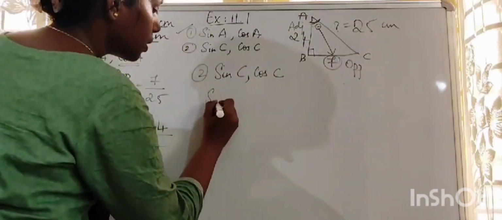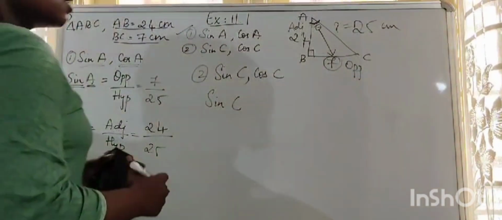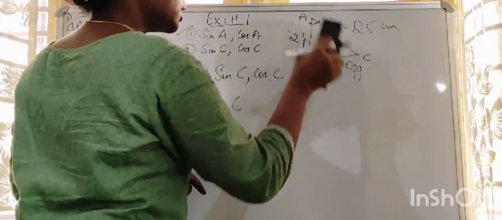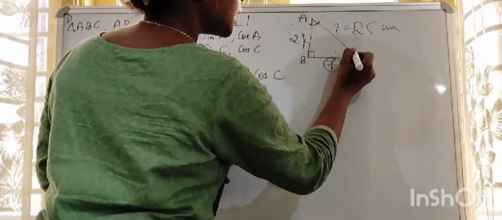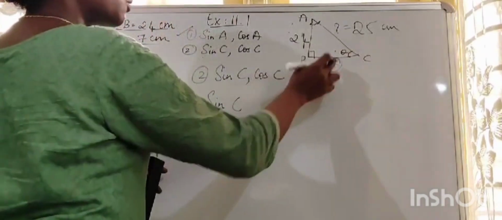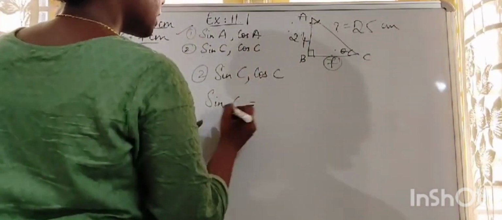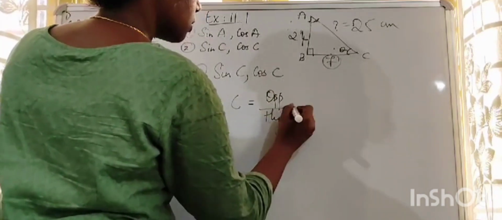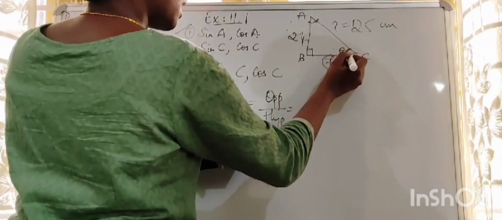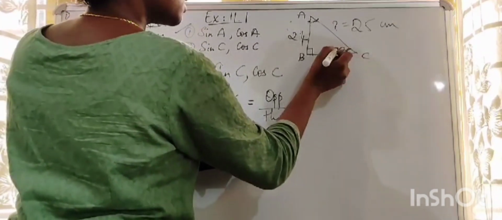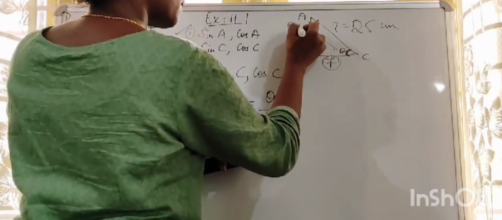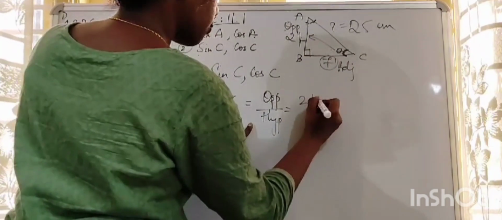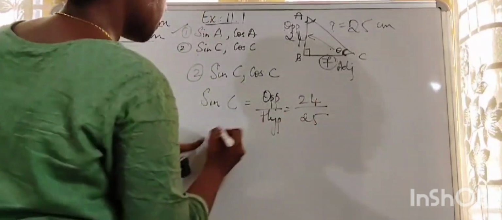Now let us find out sin C. So now for the same triangle, only the theta will change. Here the theta will be for C. The values remain always same. Sine ratio is opposite by hypotenuse. For this theta, where it is arranged at C, this will be opposite and this will be adjacent. So opposite value for sin C is 24, hypotenuse is 25.